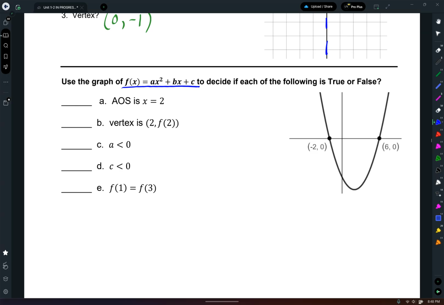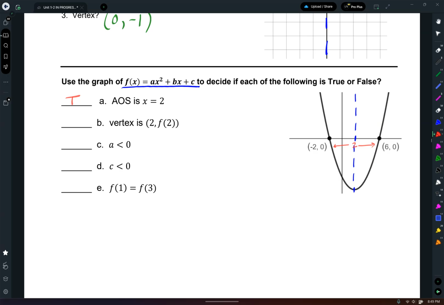Well, we know the axis of symmetry is the middle, so I need to think about, well, where is the middle? Now, I don't want to estimate. How can I know that for sure what the middle is? Well, what's the middle of negative 2 and 6? If they're 8 units apart, it would be 4 units from either side. So yeah, I do think that this number right here is 2, because if you go this direction 4, you're at 6. If you go this direction 4, you're at negative 2. So I think that's a true.